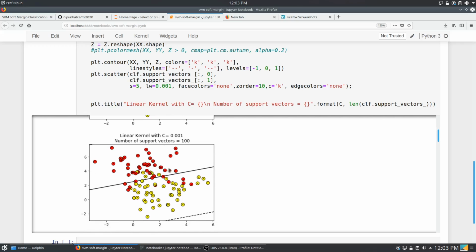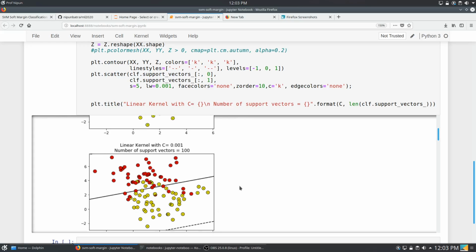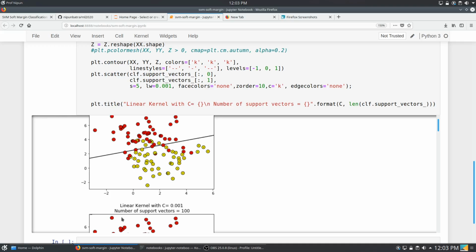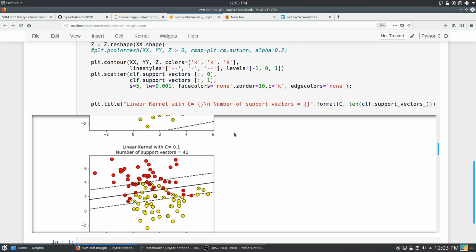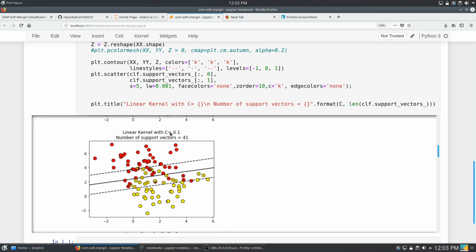Still all of the points act as support vectors, but now at least you're able to see the margin has reduced to some extent. In the first case, the margin is probably somewhere around here, so it's a huge margin. When we increase C to 0.1, it starts looking a little more reasonable. You see that all of these yellow points and all of these red points are already on the right side of the margin, and they don't act as support vectors. But there are a lot of other points which act as support vectors, and thus the number of support vectors has reduced.